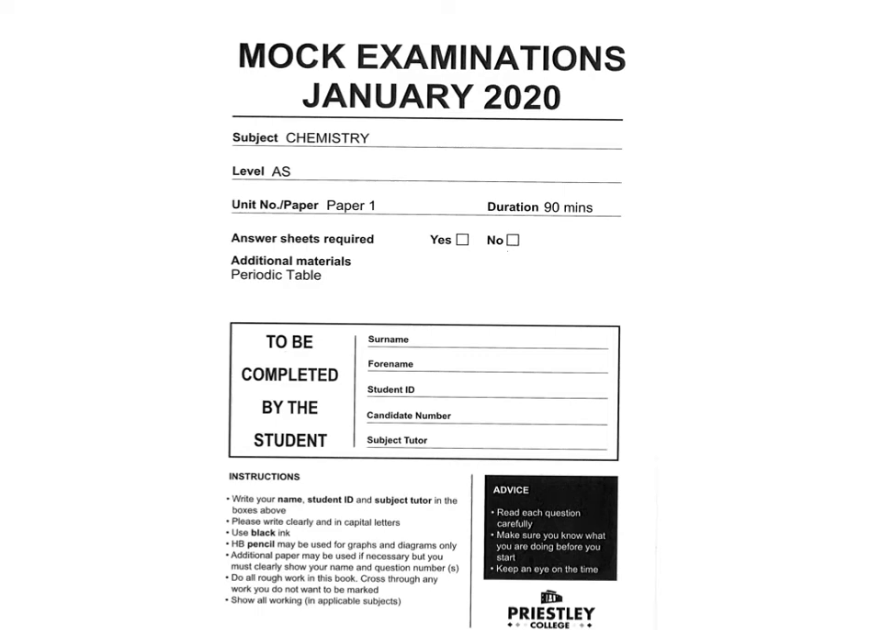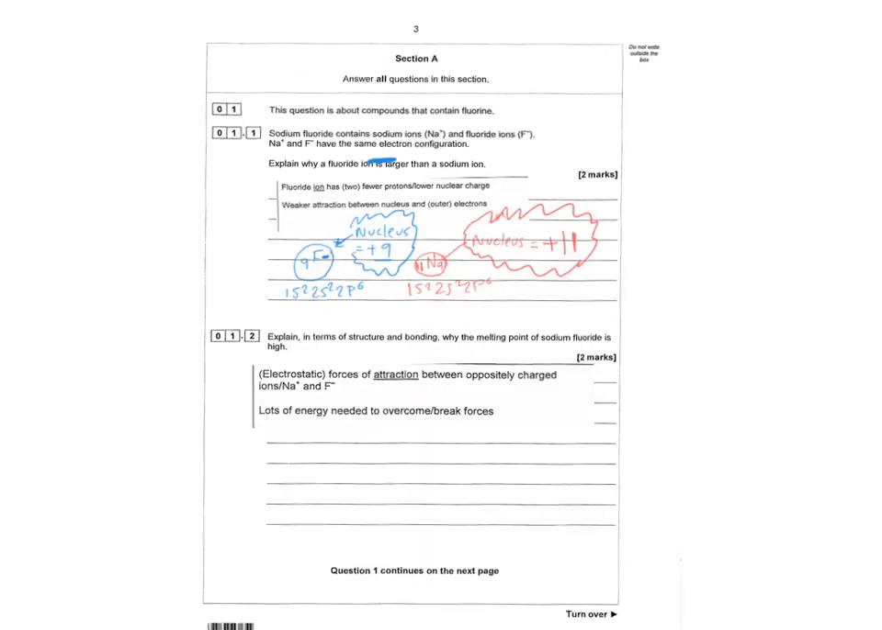Always read through the paper first before you start answering the first question. Here we go. In this question, where we're comparing the size of two ions, both of them have got exactly the same electron configuration, the same number of electrons, same number of shells.